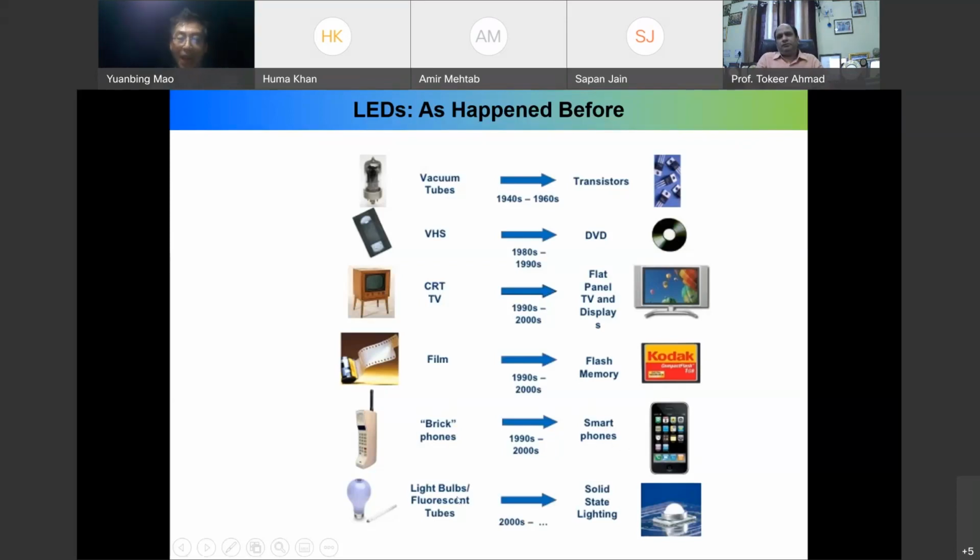So the same thing happens to the LEDs, just as I showed here.